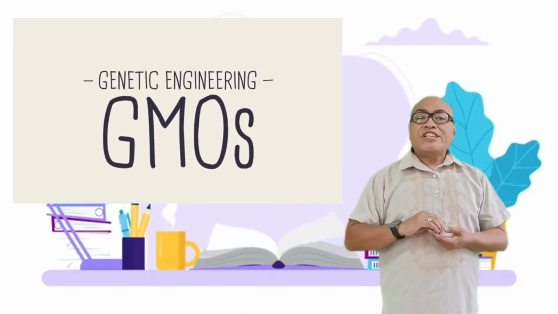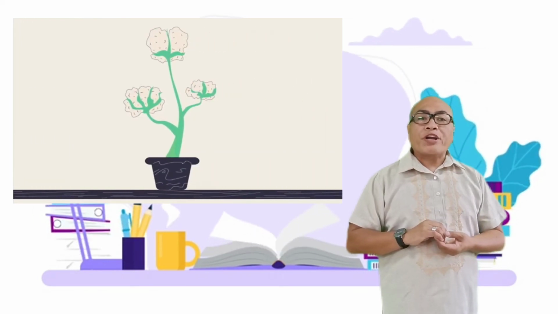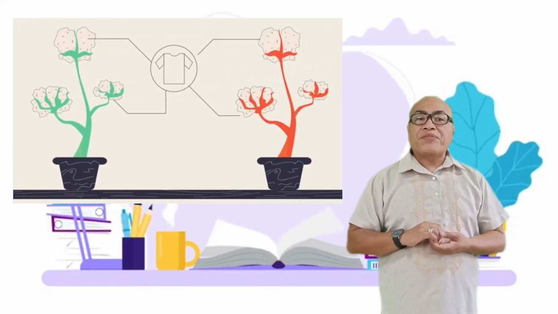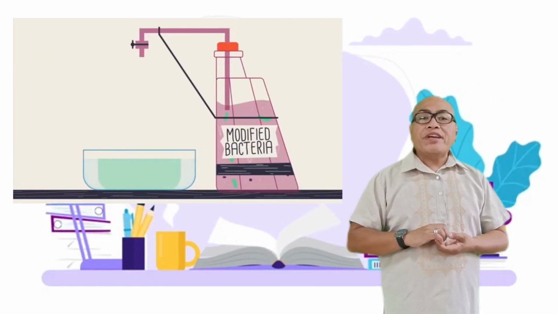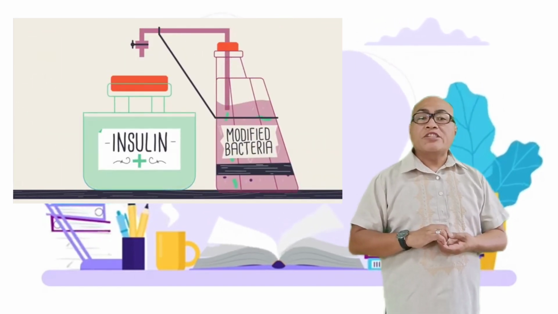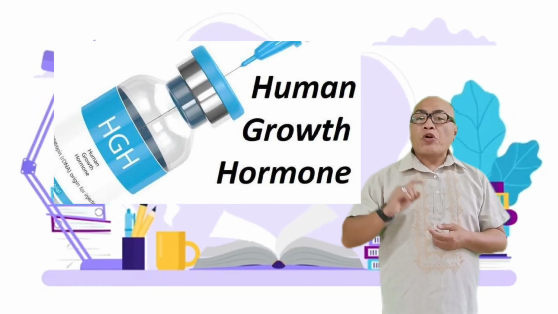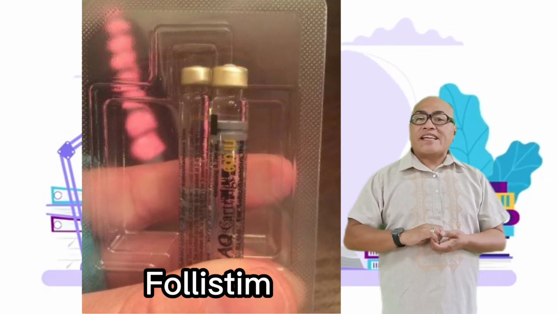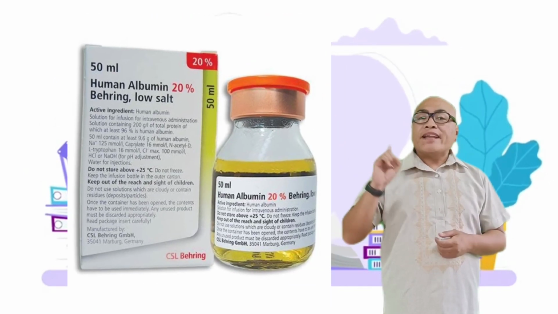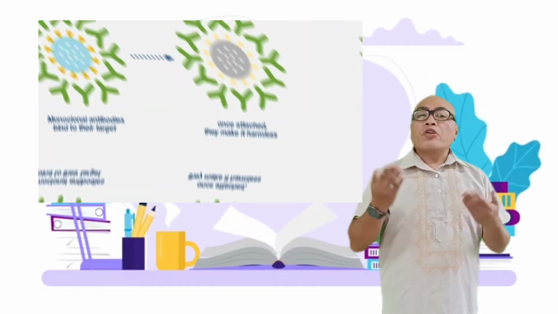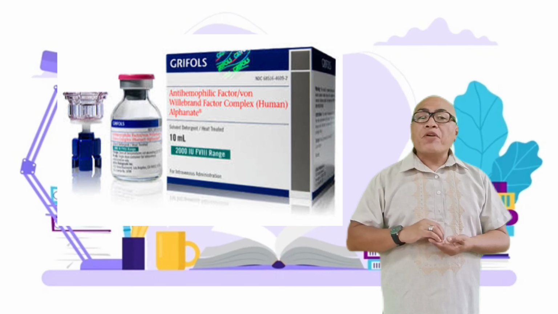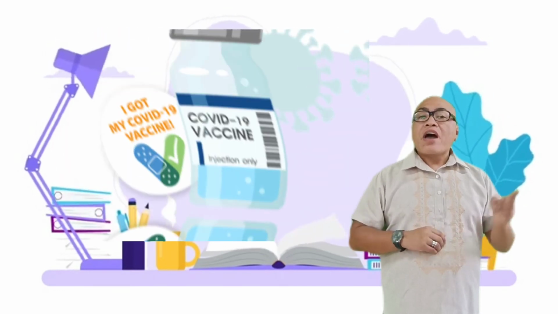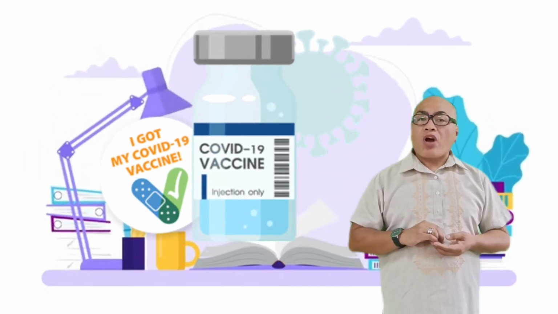To sum up, genetic engineering is getting importance because of its use in different fields. In medicine, genetic engineering has been used to mass-produce insulin, human growth hormones, follistim for treating infertility, human albumin, monoclonal antibodies, anti-hemophilic factors, vaccines, and many drugs.